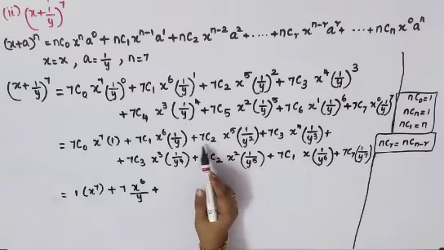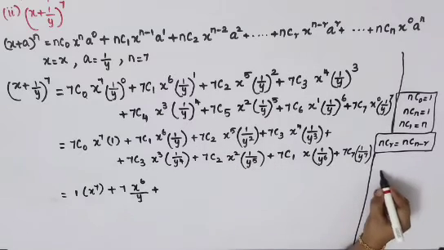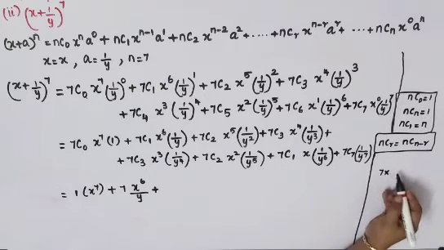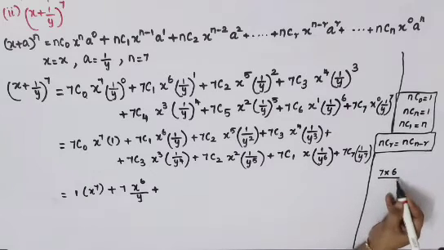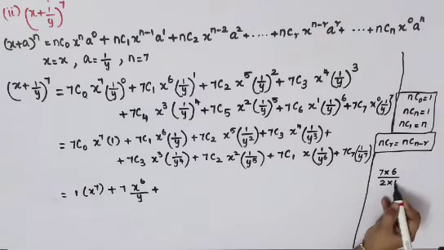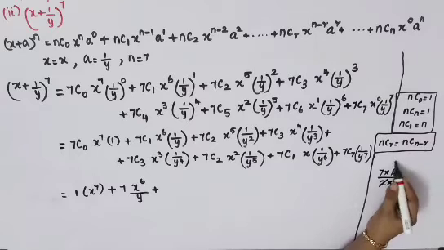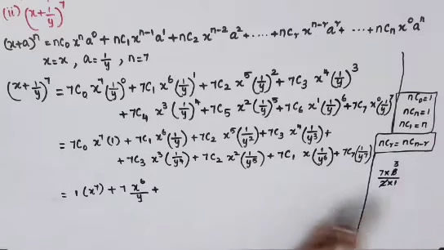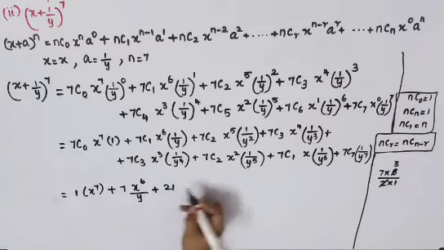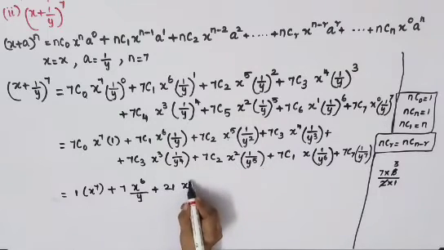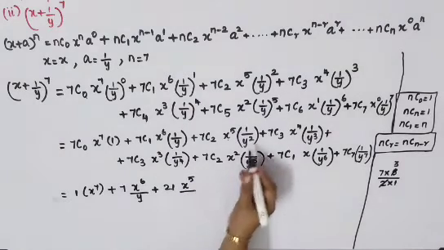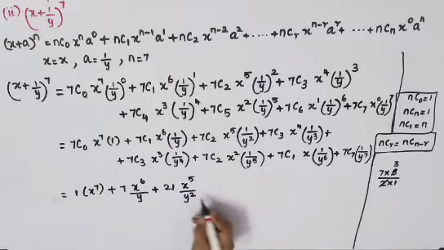Okay. Next is we have got 7c2. So we'll just find it here. 7 into 6 is there. Okay. So 2 terms down divided by starting with 2. So 2 into 1. So you can cross out this. You'll get your 3 over there. 7 3s are 21. So 21 x power 5 divided by y square.